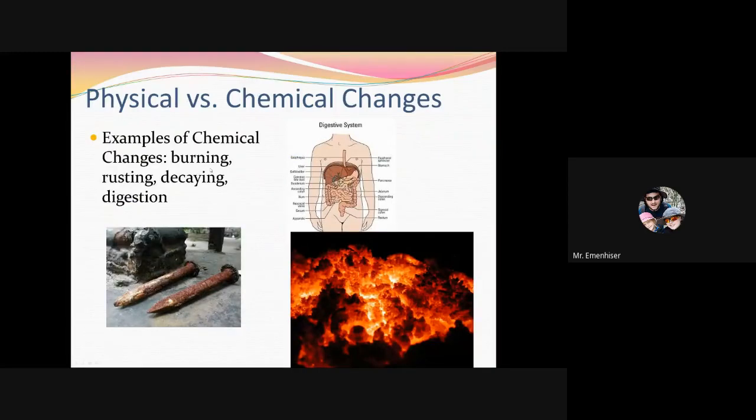Burning something. Anytime something is burned, you're chemically changing it. Rusting, a rusty nail, right? The metal is breaking down chemically into something else. Decaying, so when organisms break down stuff and cause stuff to rot, that's a chemical change. Or digestion. If you eat something, your stomach's got acid in it, and that acid is going to break your food down chemically. Also, if you cook something, like if you bake a cake, that's going to be a chemical change.